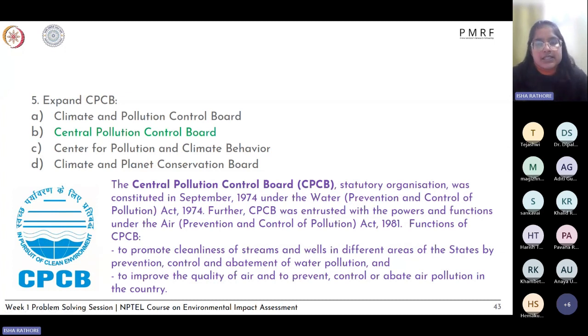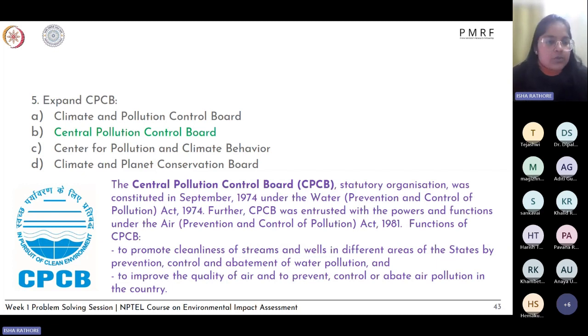So the CPCB is entrusted with powers and functions under the Air Prevention and Control of Pollution Act 1981. The functions of CPCB are to promote cleanliness of streams and wells in different areas of the state by prevention, control, and abatement of water pollution, and to improve the quality of air, to prevent, control, and abate air pollution in the country. So it deals with both air pollution as well as water pollution.